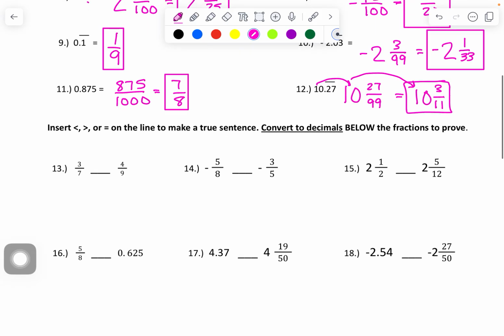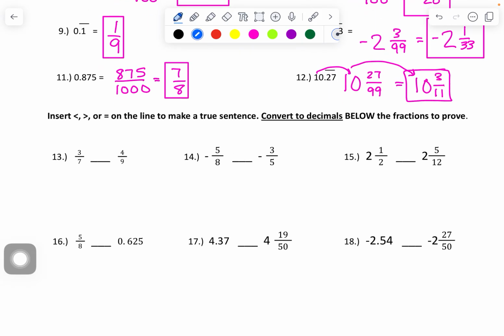All right, in the next set of numbers, notice that the directions say to convert to decimals below the fraction to prove. So on the summative, likewise, we will look for you to change them into decimals. You only have to write enough for you to be able to compare. So 3/7 is 0.428. 4/9 would be 0.4 repeating. So if I go out 3 more with this, I can see that 4/9 is going to be larger than the 3/7. With negatives, remember you need to kind of flip your mind around.